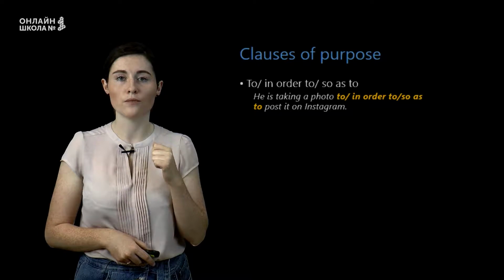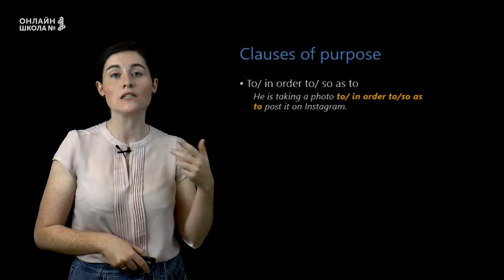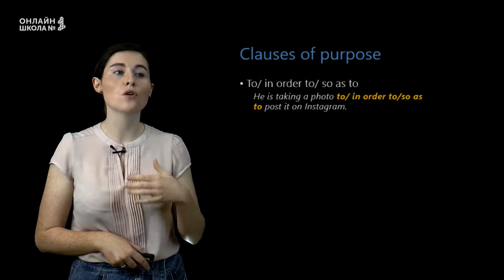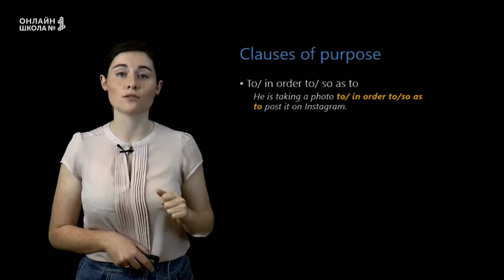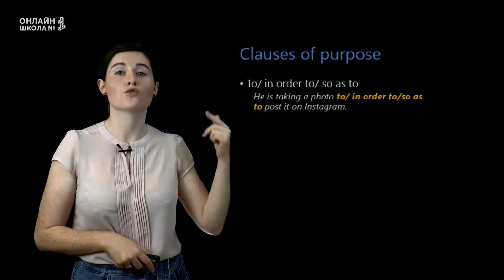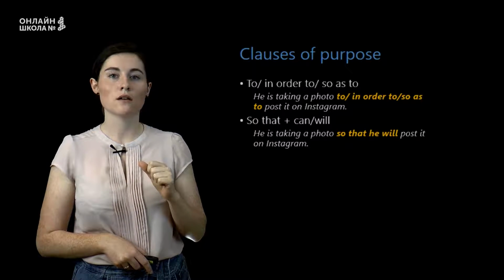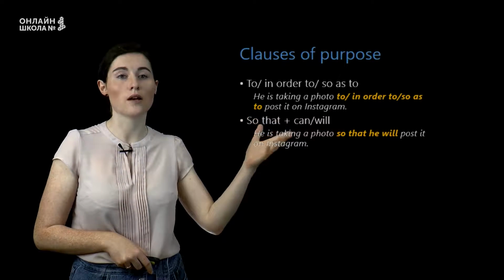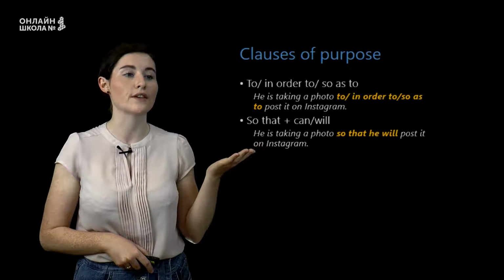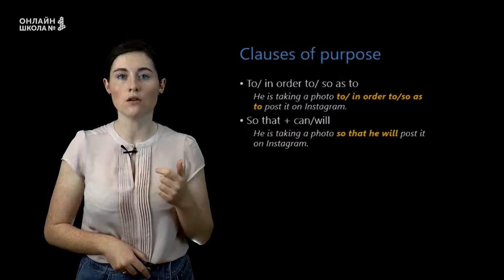Let's look at the example. First variant, he is taking a photo to post it on Instagram. Variant number 2, he is taking a photo in order to post on Instagram. And variant number 3, he is taking a photo so as to post it on Instagram. Next structure is so that plus can or will. The same sentence, but with this structure will look like this. He is taking a photo so that he will post it on Instagram.